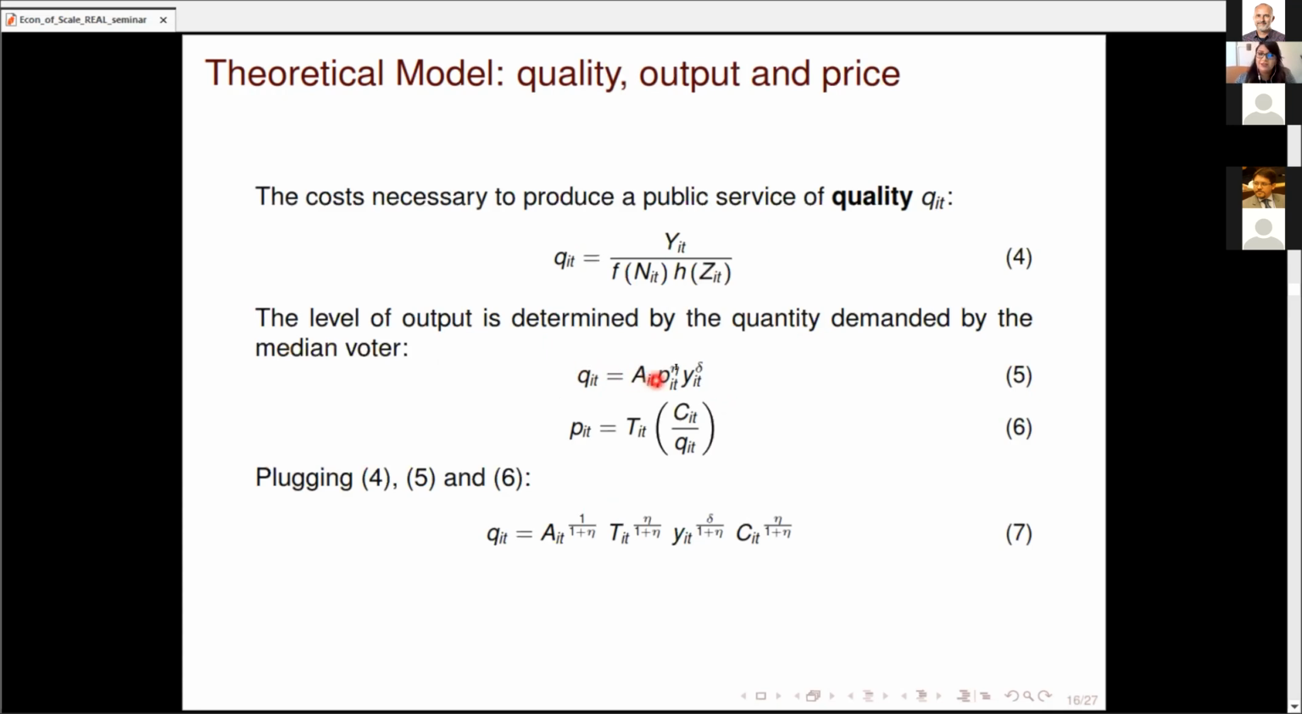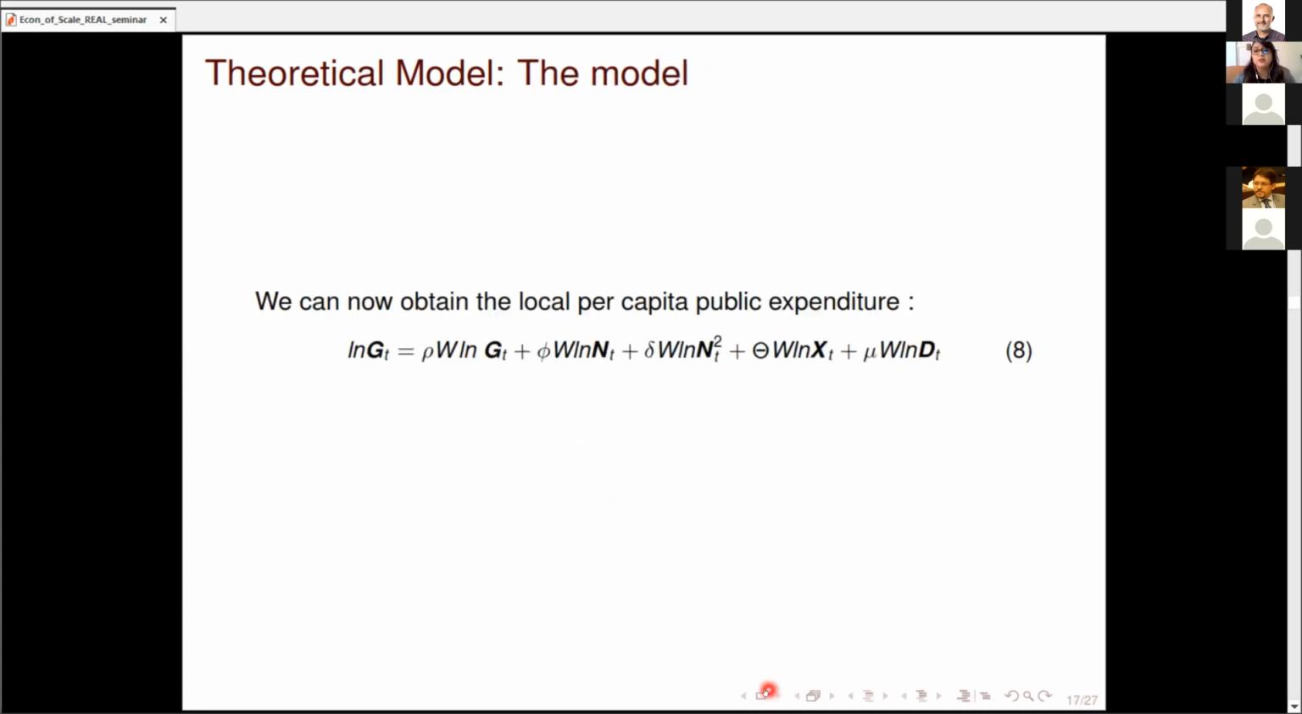And here we face another challenge: the price of a public good cannot be empirically determined, because we don't actually pay a price for a public good, but we do it through taxes. Therefore, price will be determined by the tax price, which is represented in equation 6. After plugging all this together, we will finally arrive at equation 7, which represents the quantity demanded by the median voter. And finally, after some solving, plugging, and many other transformations, we will arrive at our expenditure function.